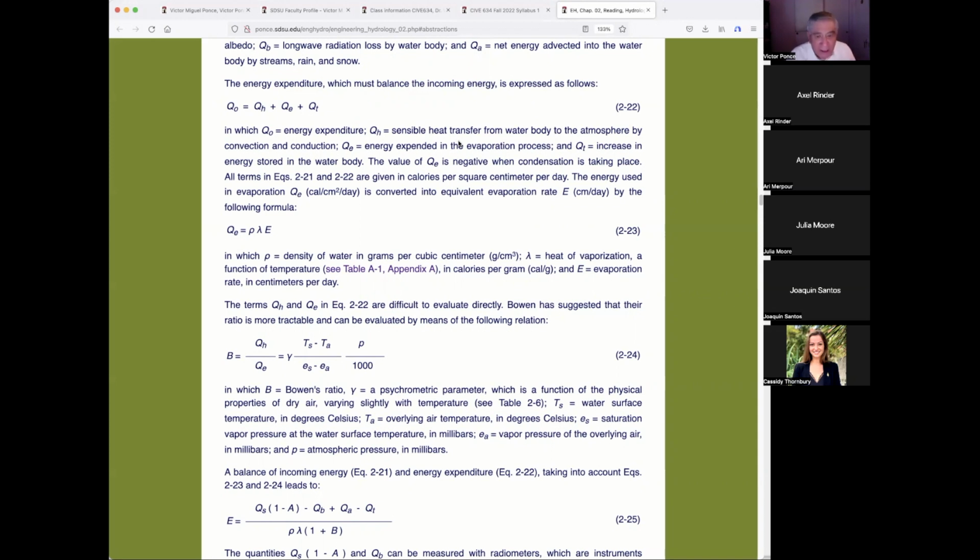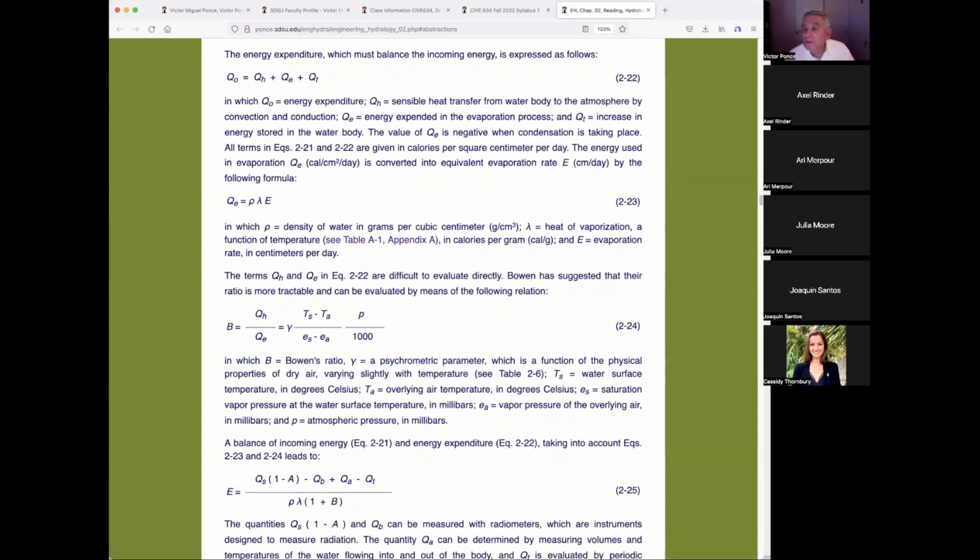Now these are difficult to evaluate directly, globally and locally, or regionally. Fortunately, we have Mr. Bowen, who, by the way, was Californian. He, I believe, was living here in San Diego many years ago, maybe roughly 80 to 100 years ago.